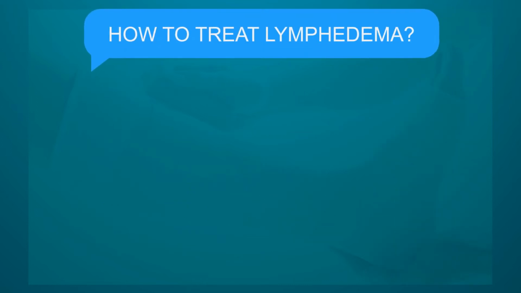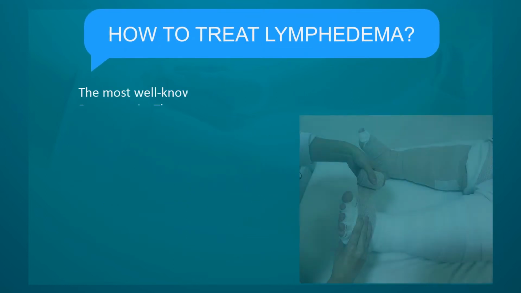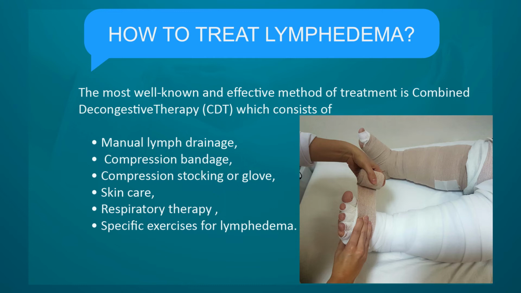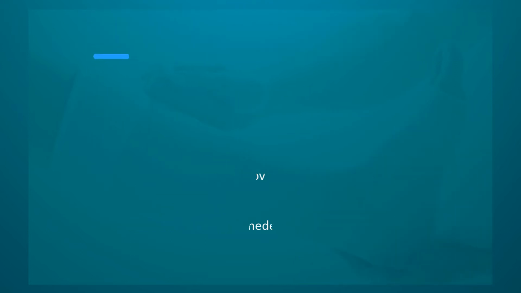How to treat lymphedema? The most well-known and effective method of treatment is combined decongestive therapy, CDT, which consists of manual lymph drainage, compression bandage, compression stocking or glove, skin care, respiratory therapy, and specific exercises for lymphedema.